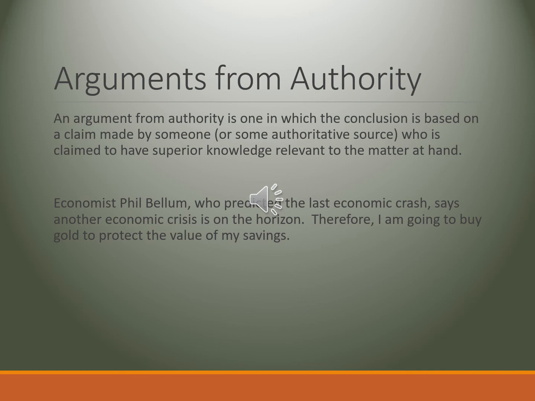Notice the authority of the dentist can lead to a likely conclusion that you have a cavity or something else wrong with your teeth, but even experts can get it wrong. However, a qualified authority will give us a conclusion that is likely to be the case. Here's an example. Economist Phil Bellum, who predicted the last economic crash, says that another economic crisis is on the horizon. Therefore, I'm going to buy gold to protect the value of my savings. Here, the person is drawing a conclusion about a certain course of action based on the opinion of a relevant expert, an economist, about an upcoming or pending economic crisis.